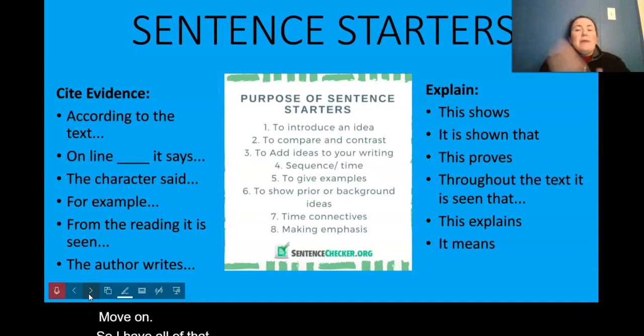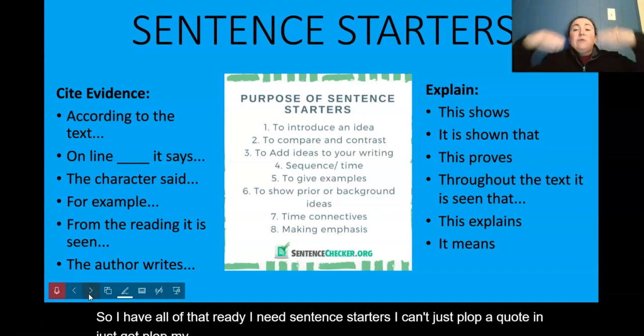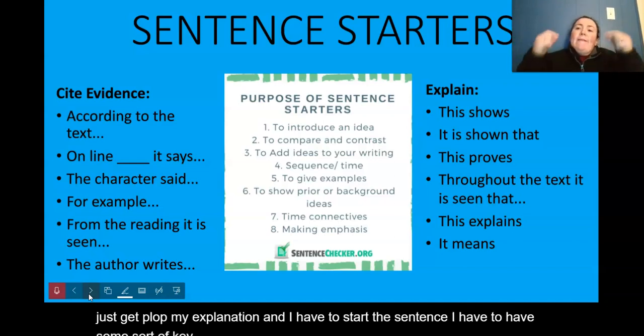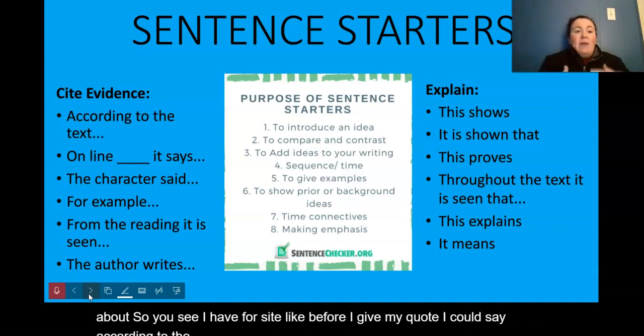I need sentence starters. I can't just plop a quote in. I just can't plop my explanation in. I have to start the sentence. I have to have some sort of key to my reader that lets them know this is what I'm going to talk about. So you see, for citing, before I give my quote, I could say according to the text, online, whatever, the character said, any of those.